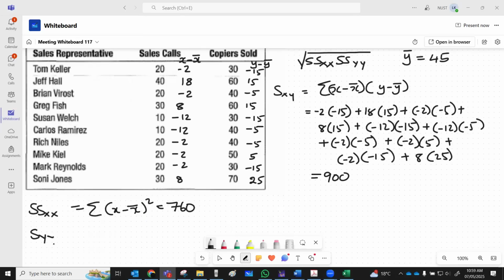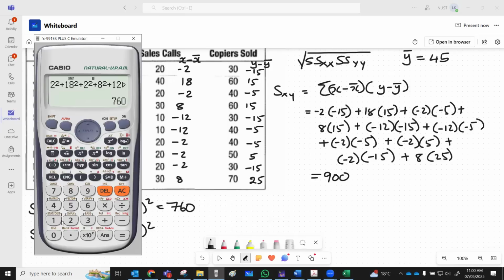Then SYY is the sum of y minus y bar squared. So each of these values, you square them and then you add them. So I have 15 squared plus 15 squared plus 5 squared plus 15 squared. So I have 15, 15, 5, 15. So I'm here, so I have 15 and 5 again.